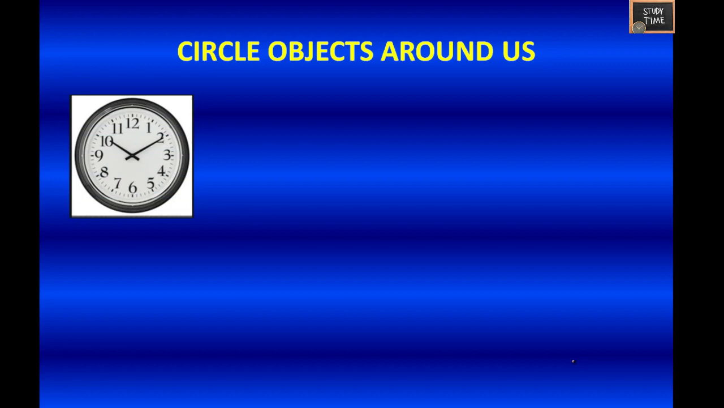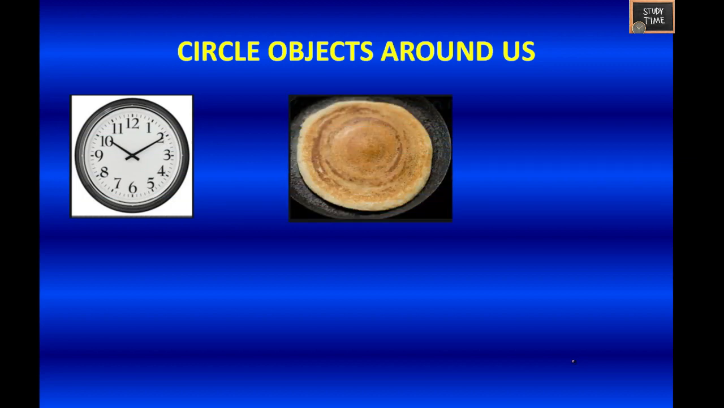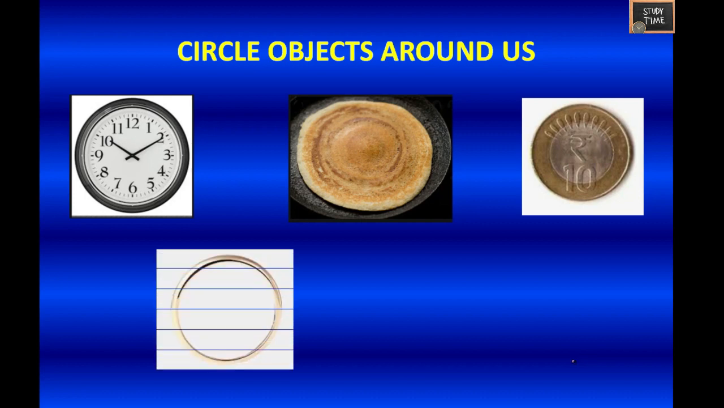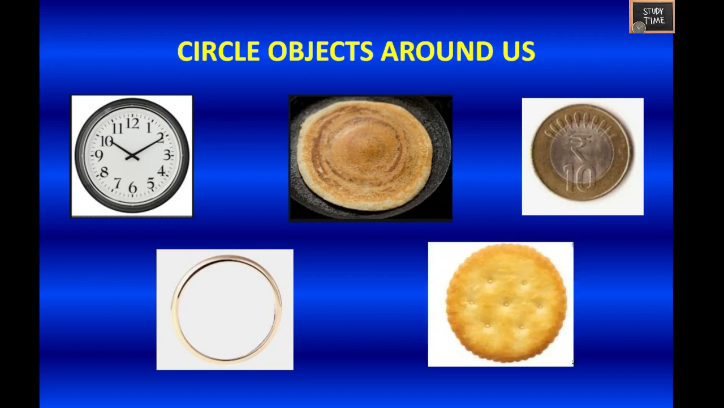Can you all see the objects around you and tell me which are in this shape? Yes, it is the clock. Next you can see puppet, chapati, dosa. Then coins, it can be a 5 rupee coin, 10 rupee coin, then bangle. You can also see bottle cap, tumblers, and biscuits. These are the objects around us which are in circle shape.